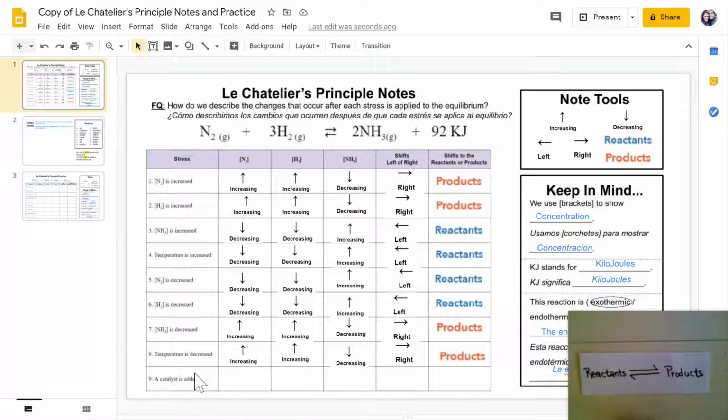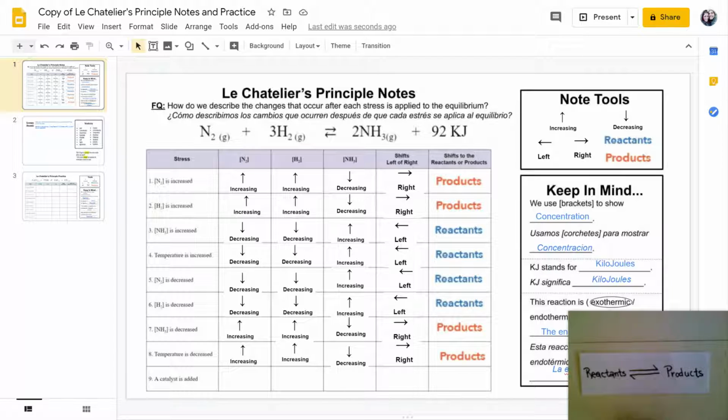So because a catalyst, whether you add it or not, does absolutely nothing to equilibrium, I'm just going to keep this last line completely blank because a catalyst does not affect equilibrium. It doesn't stress out the system.